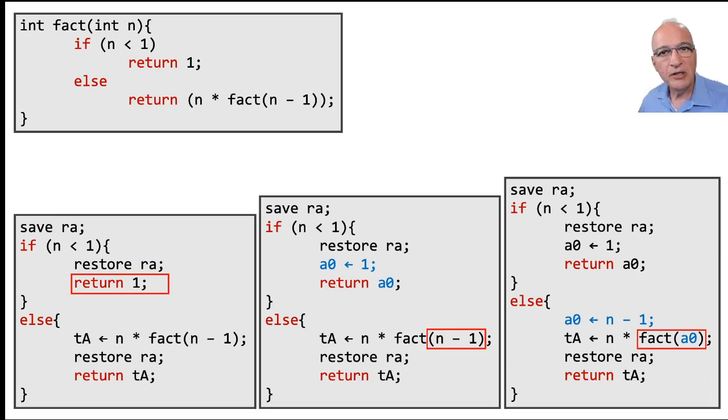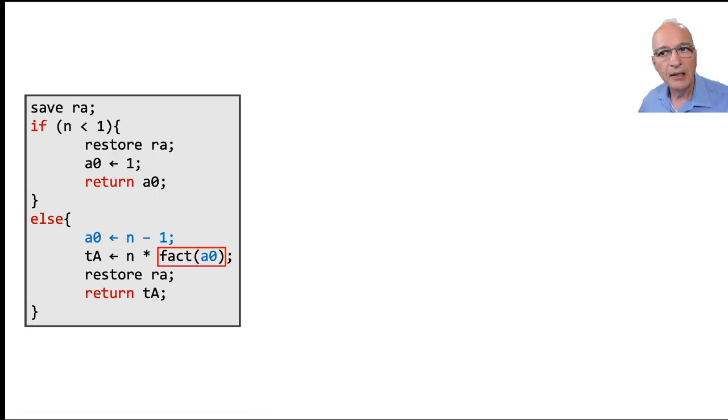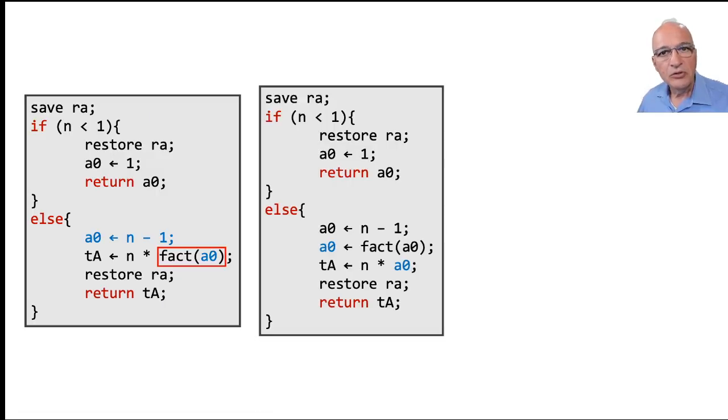Now, how do I obtain the value of factorial of a0? The factorial of a0 actually returns in a0. So the factorial of n minus 1 will be computed, and the value at the end of the computation will be in a0. So saying that I obtain the value of factorial of a0 is equivalent to saying that I obtain the value of factorial of a0 and I write the value into a0. So now I replace that expression by a0 in the multiplication expression.